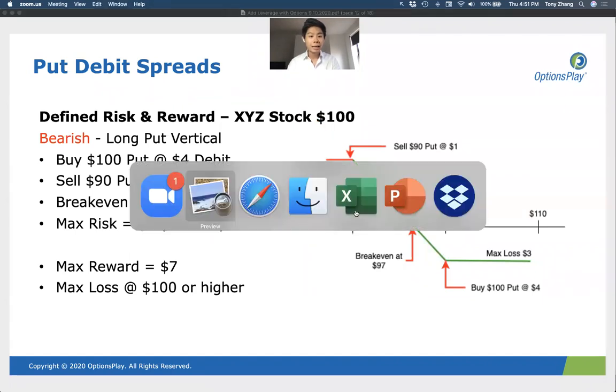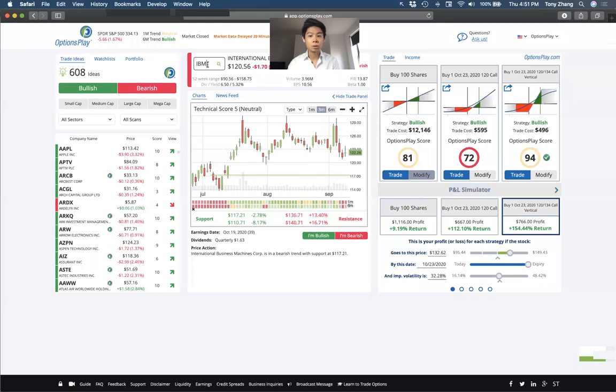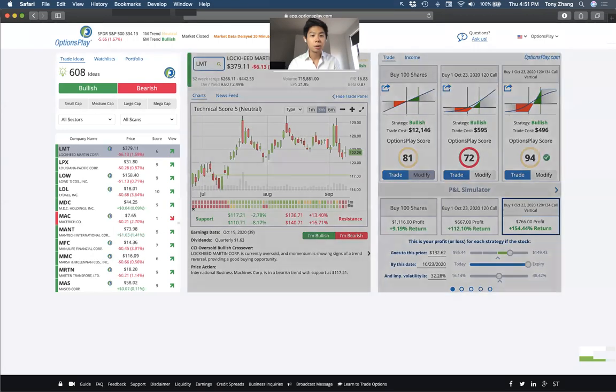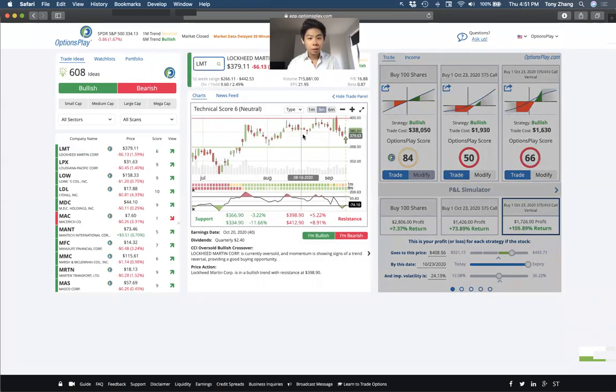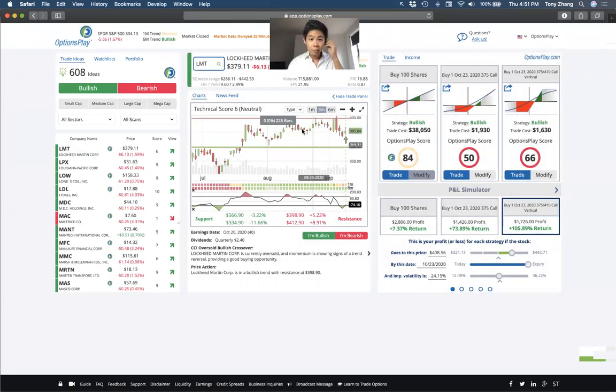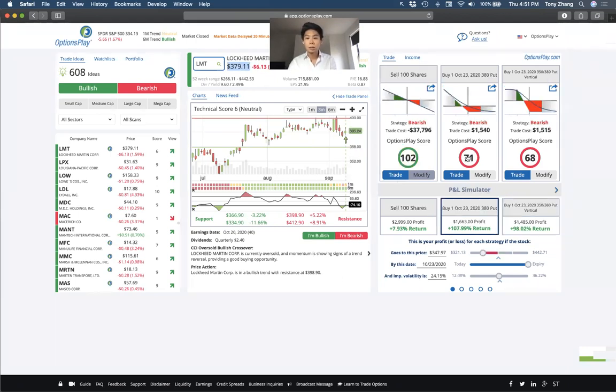Perfect. Let's do another example here. I think this is a better way to learn. Let's look at Lockheed Martin for a second. Lockheed Martin today broke below 380, a fairly major support level. It closed at around 379.11. Maybe this is one of the stocks that you think might potentially be moving lower.